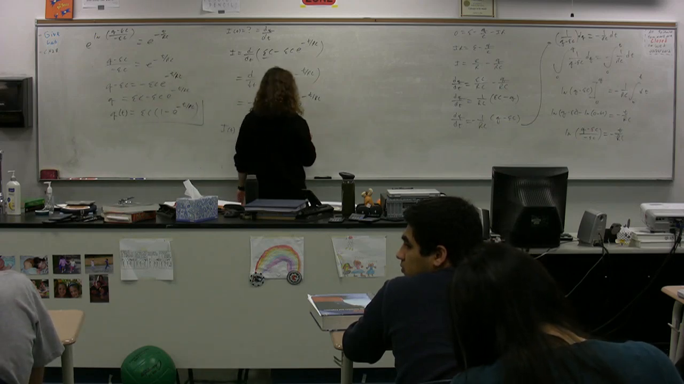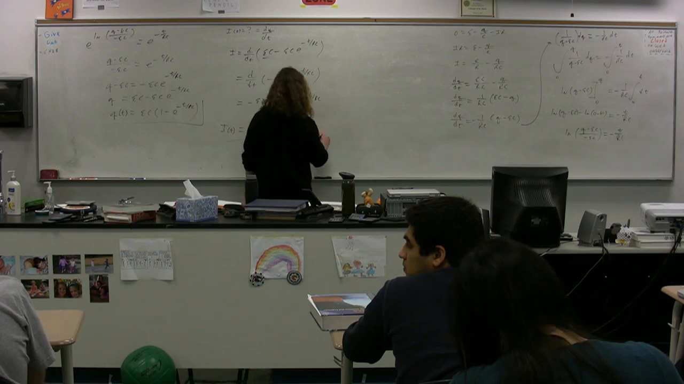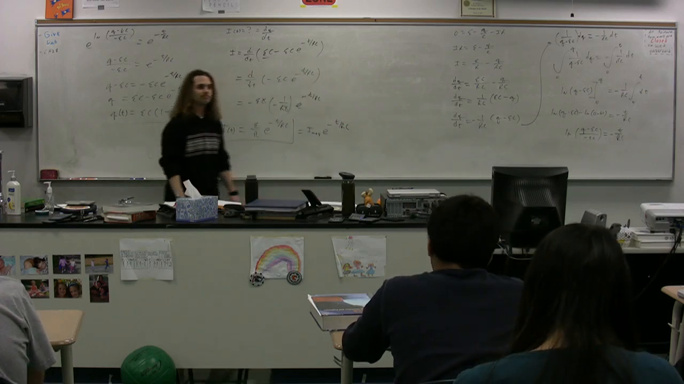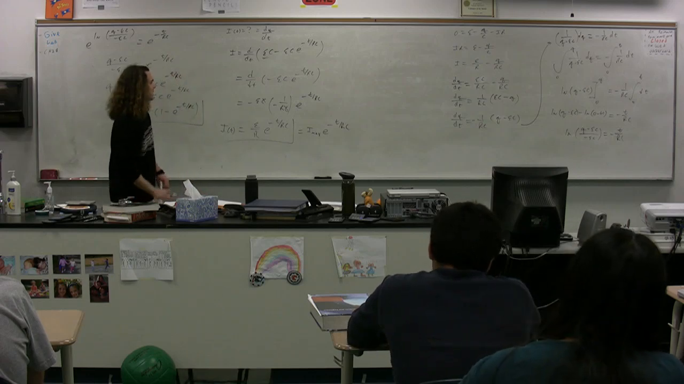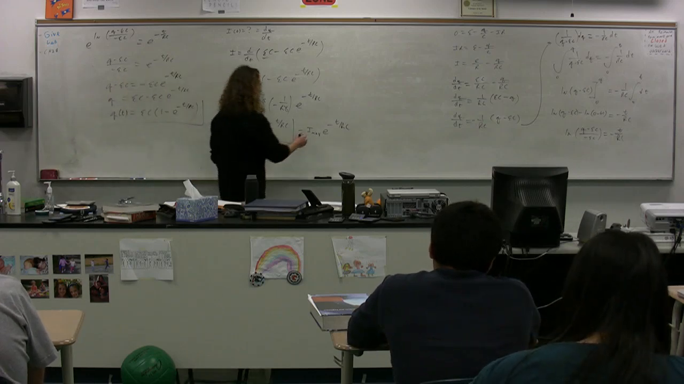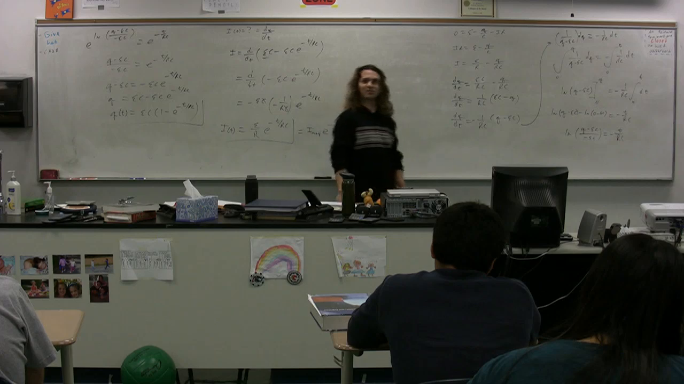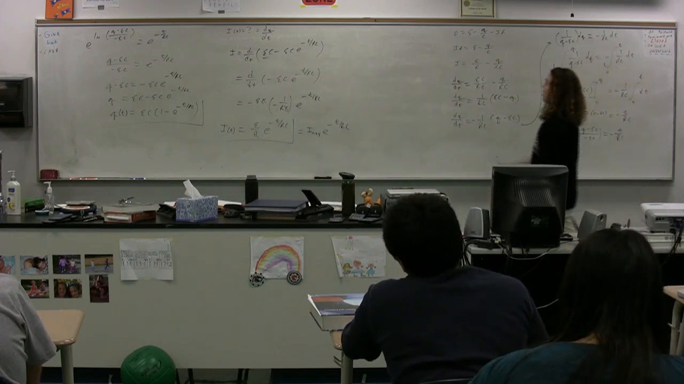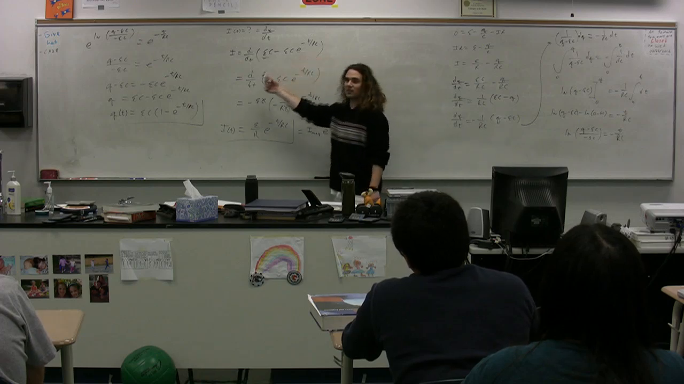Now, notice that that would be the current maximum multiplied by e to the negative t over RC. Wait, so that has to be memorized? No, you need to know how to do this derivation, starting all the way back with what was erased here.